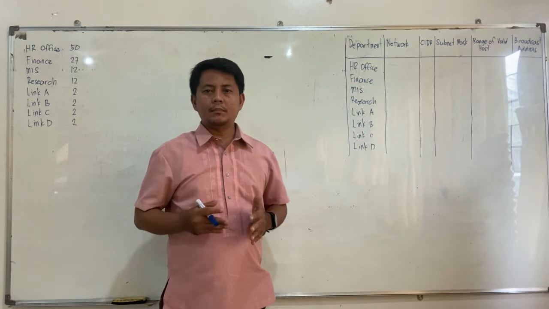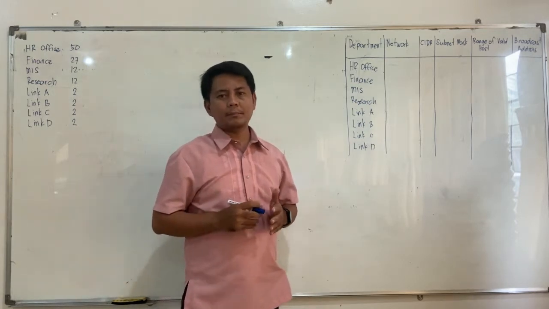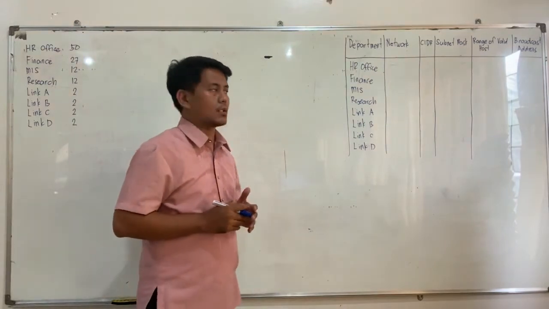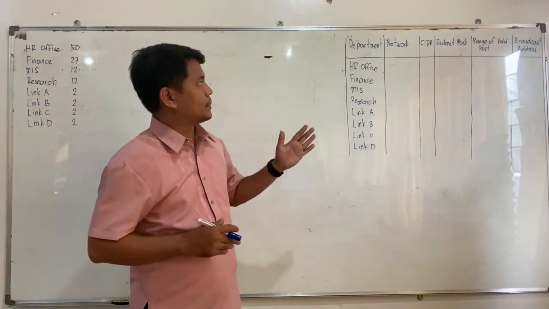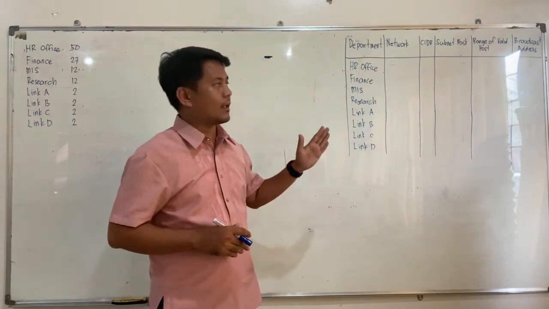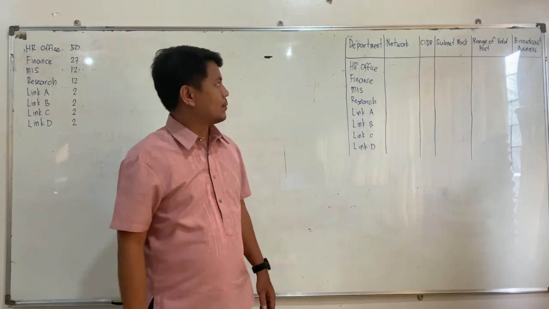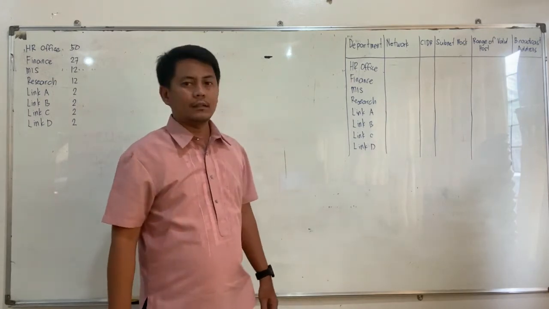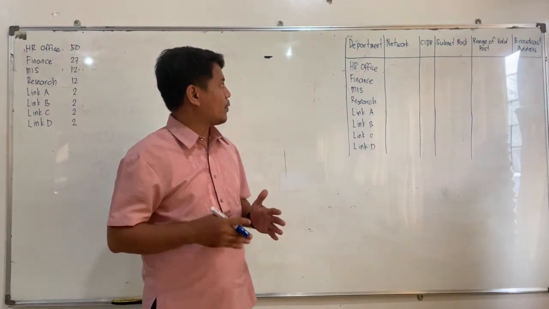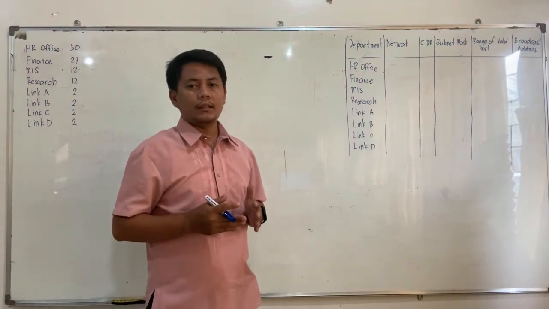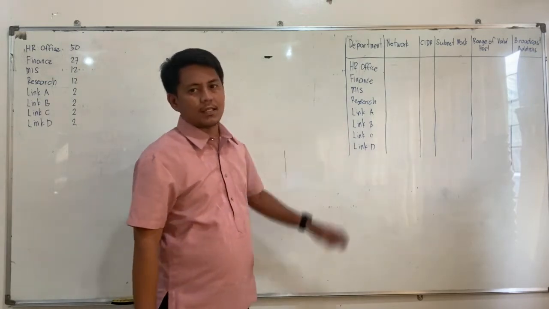Our main objective in this example is to create an IP plan. So the IP plan consists of the following columns. Namely, we have the departments, the network, the CIDR, the subnet mask, the range of the valid hosts for each network, and the broadcast address. Under the department, we have 4 departments all in all, and connecting each of these departments are the links.